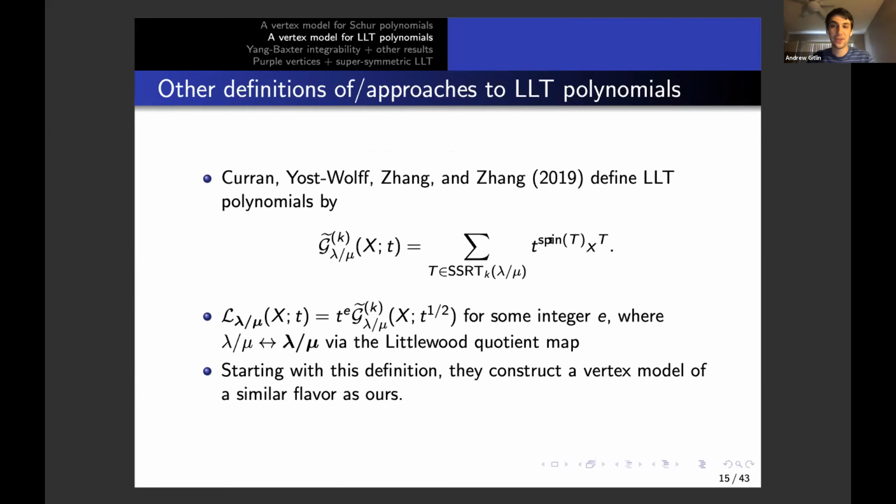Okay. And again, there's a relationship between this version of the LLT polynomials and the co-inversion LLT polynomials that I'll be using throughout the talk, just by, again, messing around with the powers of t. Okay, and I should mention, Curran, Joost-Wolff, Zhang, and Zhang actually used this definition of LLT polynomials to construct a vertex model that's similar to the one that I'll be constructing in a second.